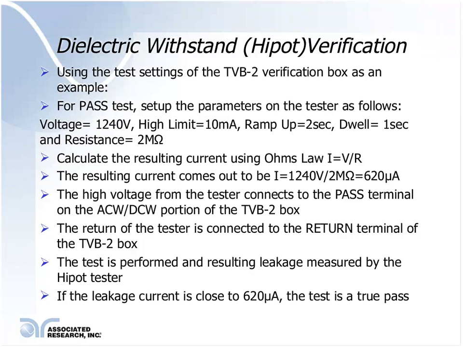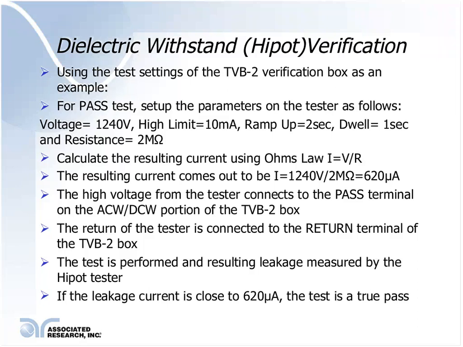The Hipot unit would then be set for two separate tests. The first would be a pass test. Basically, the Hipot unit will be set to output a voltage of 1240 volts AC. Based on that table again, we can set the high limit on the tester at 10 milliamps with a 2-second ramp up time and a 1-second dwell time.